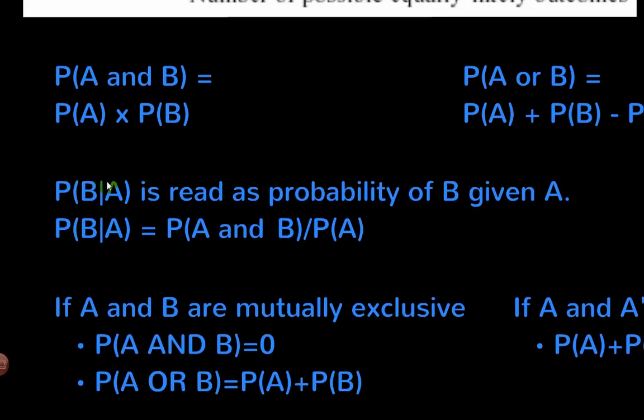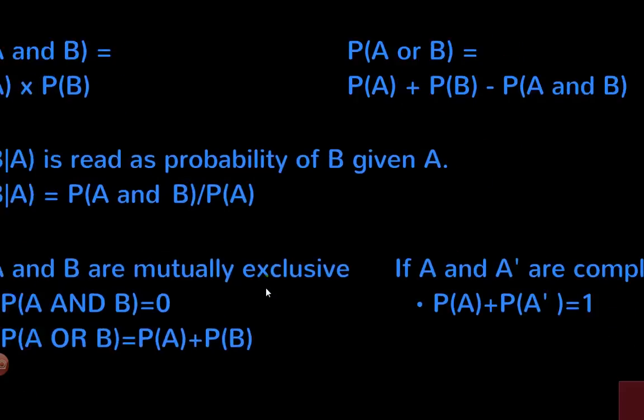So this is the probability of B given A. All right, which means that we know that A has already occurred. So A has occurred. What's the probability of B occurring? So I have the probability that you have brown hair. I already know you have brown hair. What's the probability of you having blue eyes? So I find the probability of the intersection, the probability of A and B, and divide that by just the probability of you having brown hair.